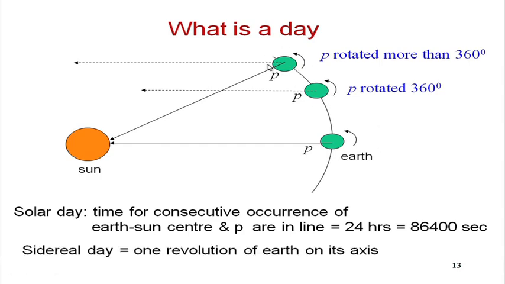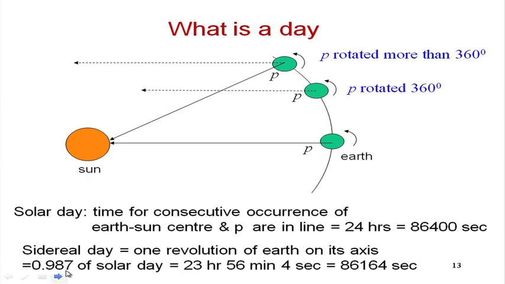So, we can define this is also a day, which we will call sidereal day, another term, that is one revolution of earth on its axis. So, one revolution of earth on its axis is less than a solar day, because a solar day took more time to reach the point where P, the center of the earth and the center of the sun are in the same line.